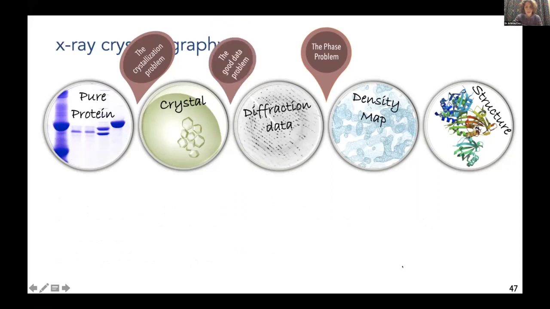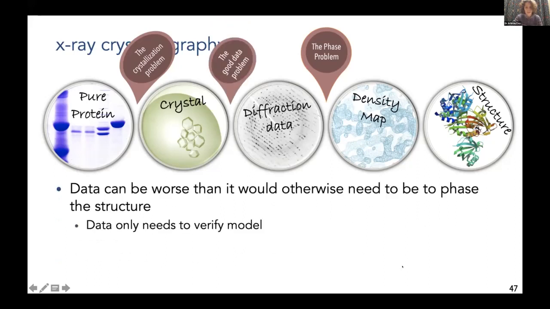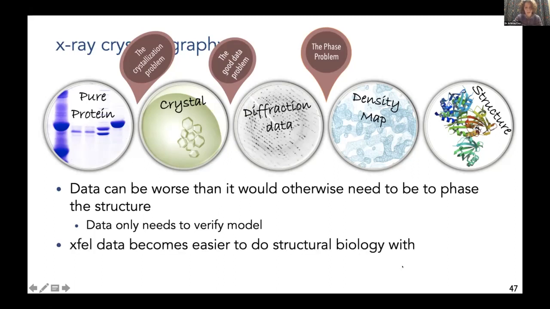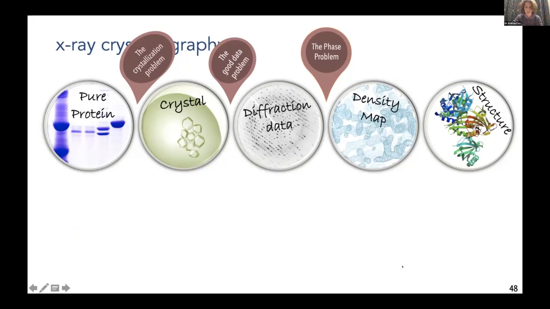So another pinch point is getting good data. I think one way you can look at this is the data could be worse than it would otherwise need to be to solve the phase problem, because in a sense, the data only needs to verify the model. And I think XFEL data might become easier to do structural biology with, because if you're solving XFEL data with molecular replacement, then that's going to be a lot easier going forward.